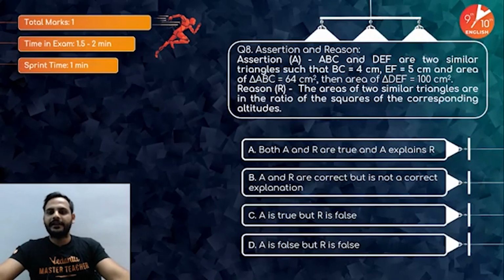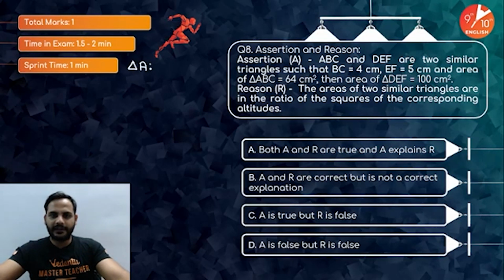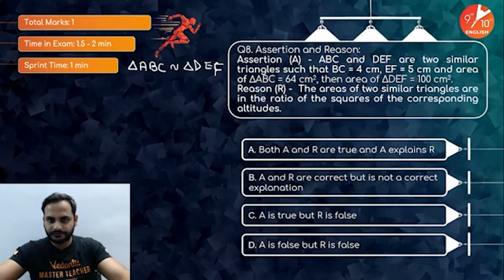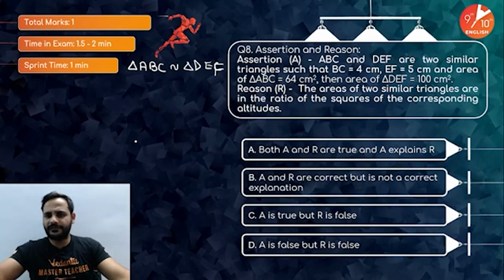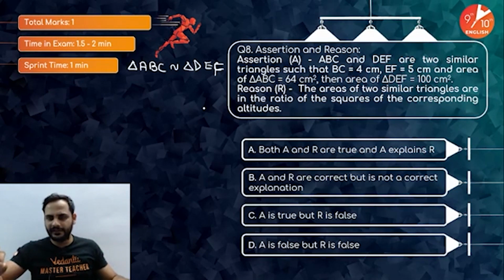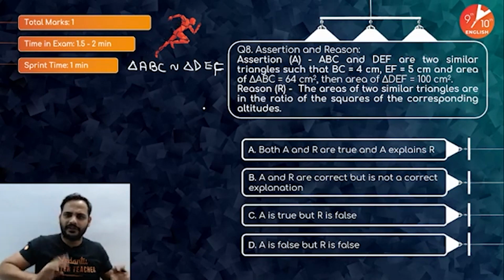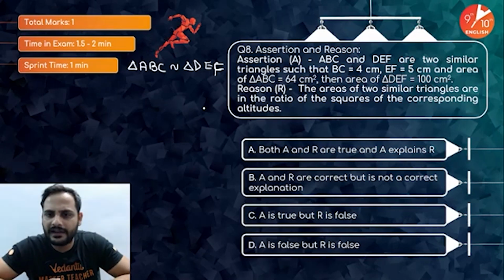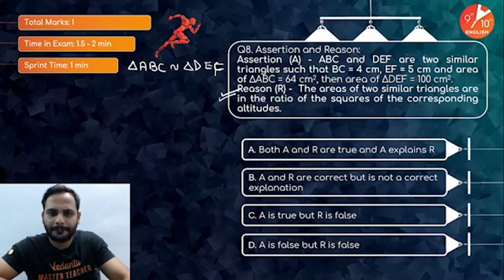Okay, so here what do we have? ABC and DEF are two similar triangles. So it is given triangle ABC is similar to triangle DEF. BC is 4, EF is 5. Area of triangle ABC is 64 centimeters square. Then area of triangle DEF is 100 centimeters square. So some calculation are there. We know the assertion may be correct or not be correct. Let's see the reason. Area of two similar triangles are in the ratio of the square of the corresponding altitudes. That is also a correct statement.